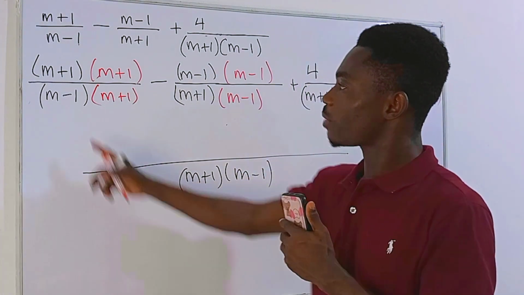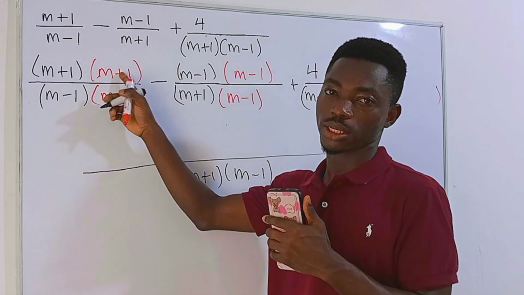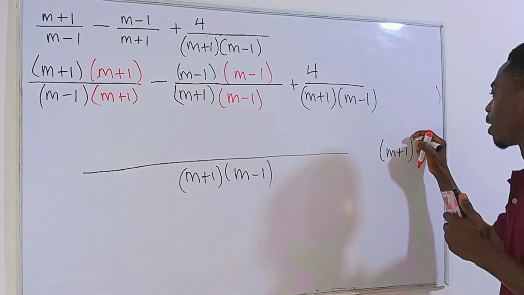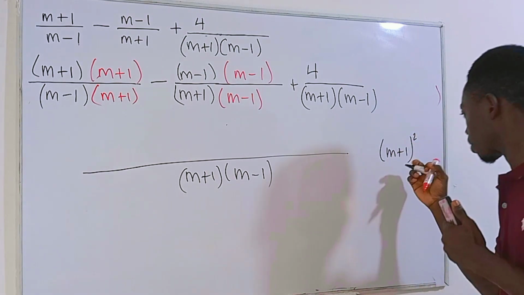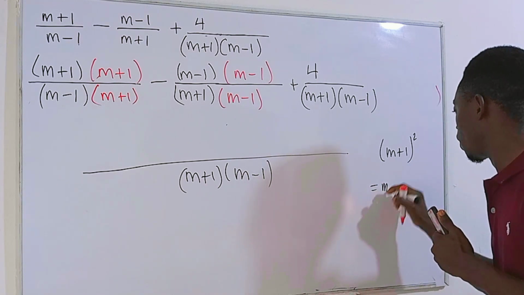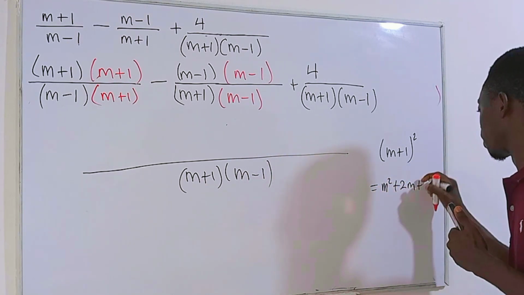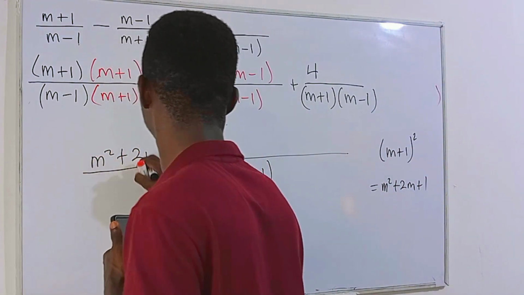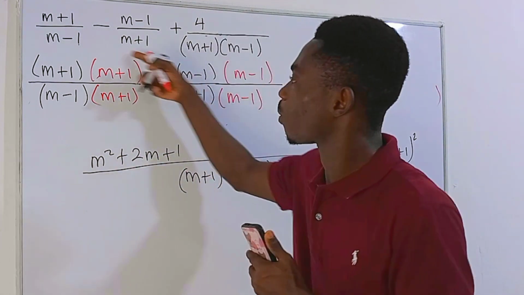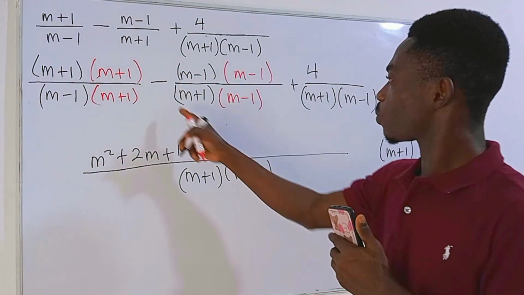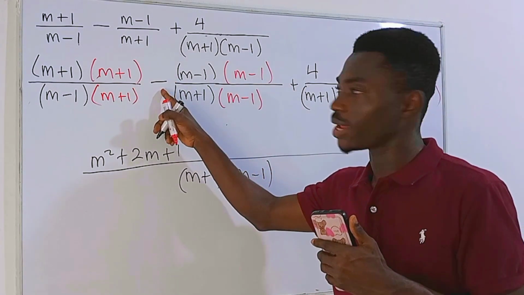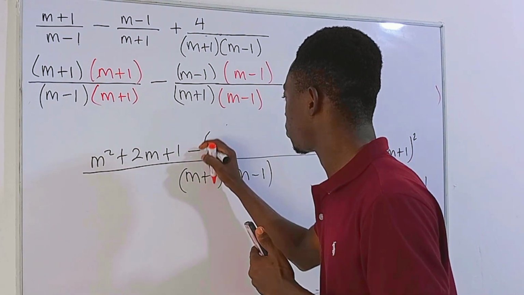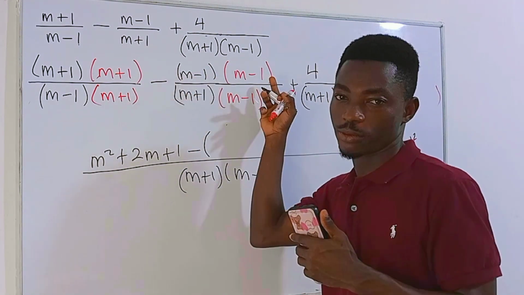And check this, we have m plus 1 times m plus 1. So we can basically write this as m plus 1 all squared and then try to expand. And in expanding this, we are basically going to have m squared plus 2m plus 1. Cool. So in place of this, I'm going to put m squared plus 2m plus 1 for the whole of this right here. Then check this, we have minus. In fact, this minus right here is affecting everything here. So I'll put the minus sign there, put parentheses indicating that it's affecting everything, right?